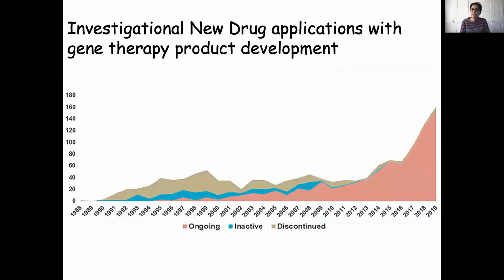If you look at the new drug developments, and this pink area is the ongoing trials, the number of trials using gene therapy has increased exponentially in the last decade. We still have to address certain aspects of safety, certain ethical aspects, but I think the future is looking promising.